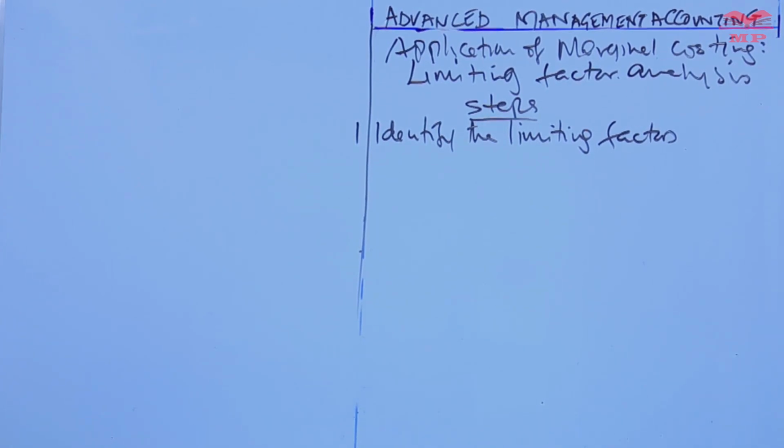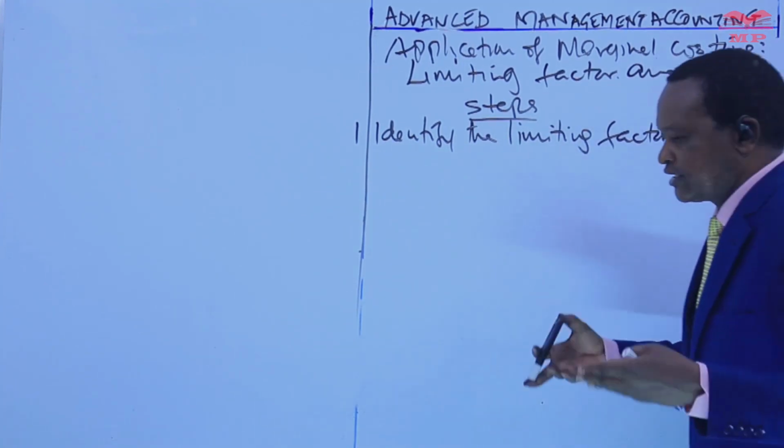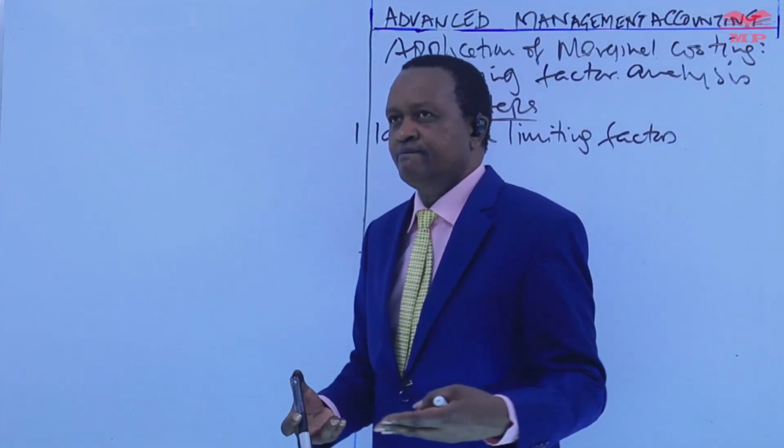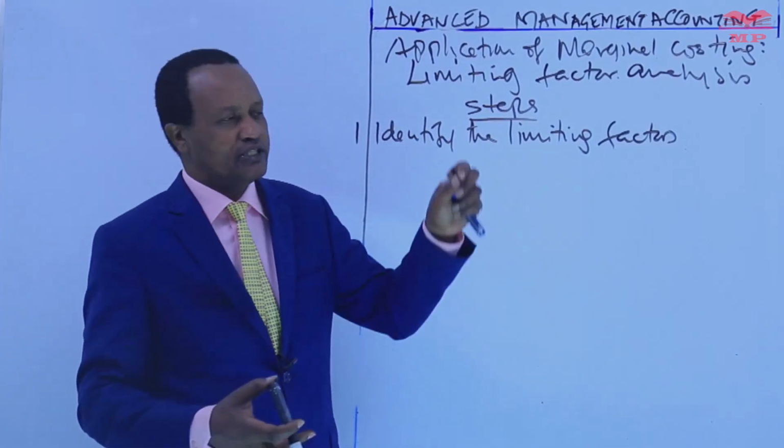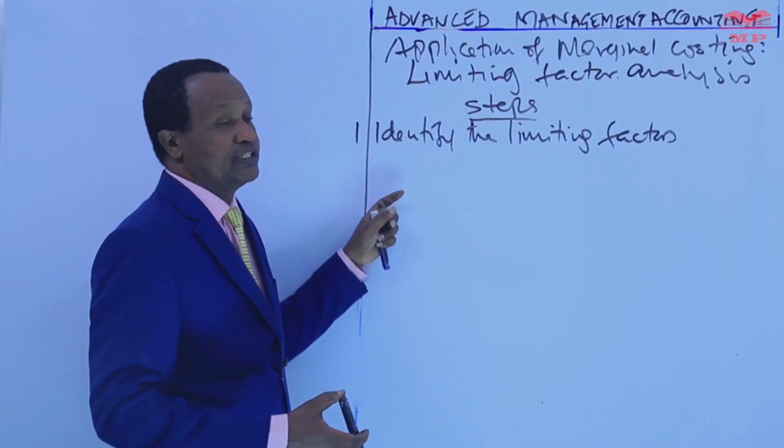That is to mean, determine the resource that is in the shortest supply and constrains production. And we gave examples. It could be machine hours, labor hours, or any other critical resource. List down the limiting factors, step number 1.